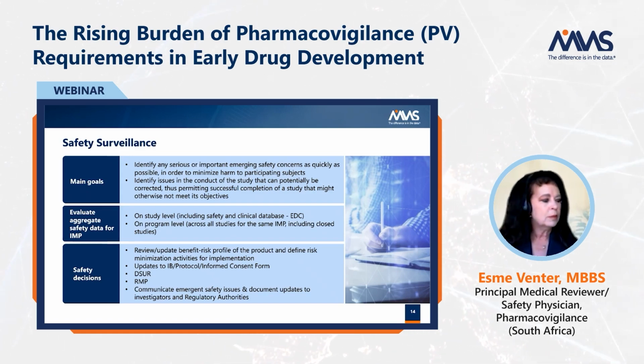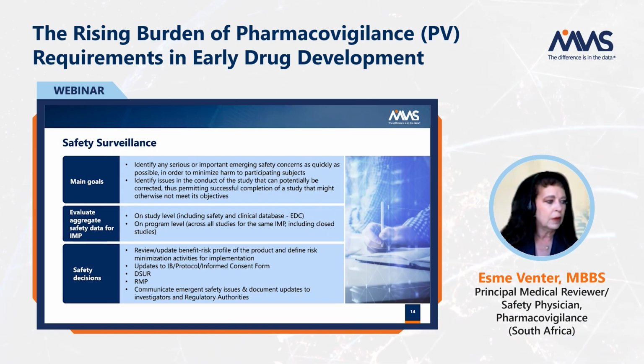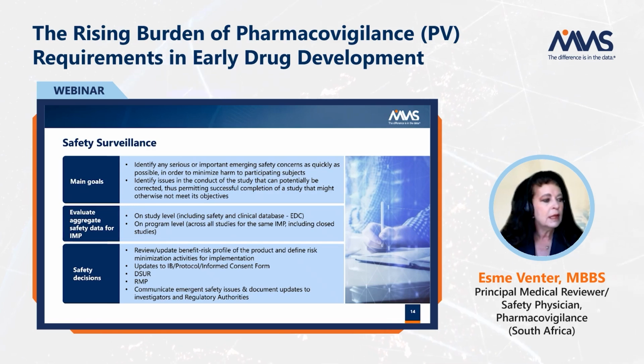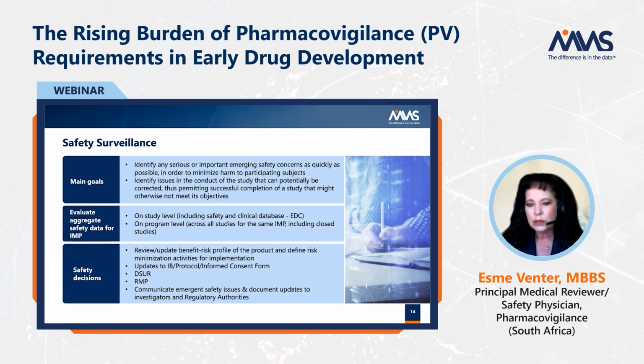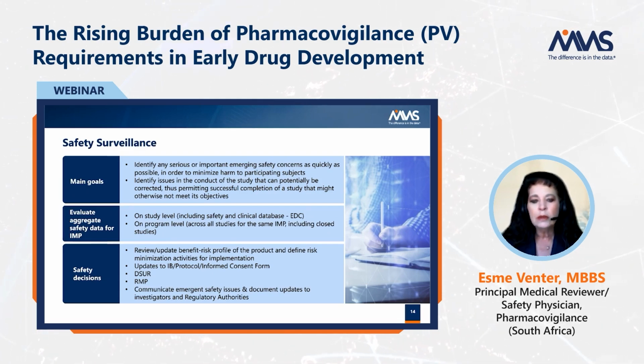Safety surveillance will be performed by evaluating aggregate safety data for an IMP, firstly on study level, including the safety and clinical database, and secondly on program level, across all studies for the same IMP, including closed studies. Data assessed on program level will include literature review, non-clinical, animal or in vitro and/or epidemiological studies, information presented at professional or scientific meetings, reports from foreign or local regulatory agencies, and reports from commercial marketing experience if applicable.